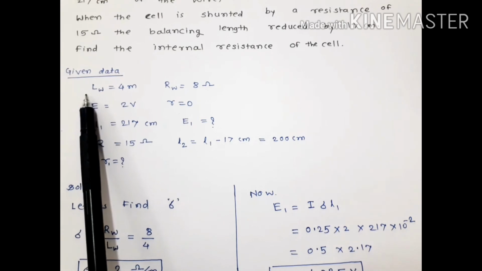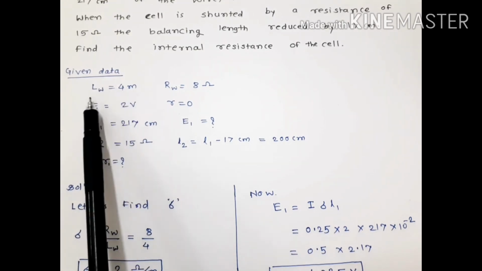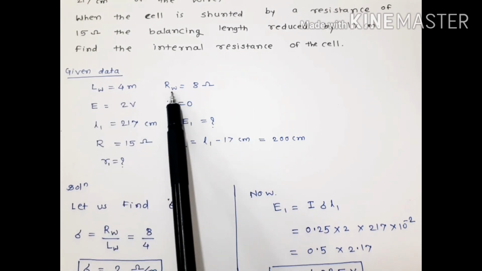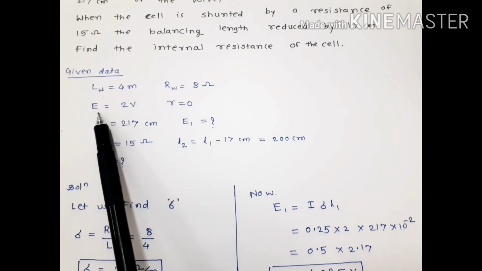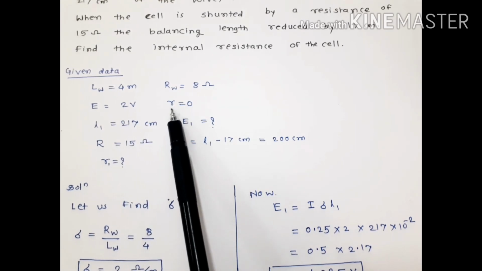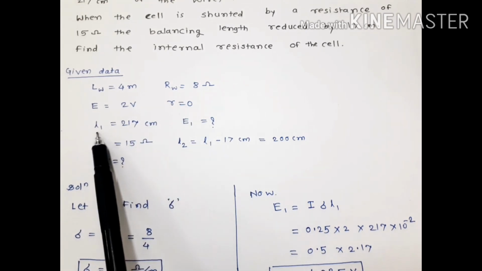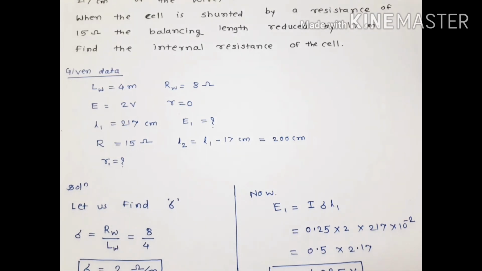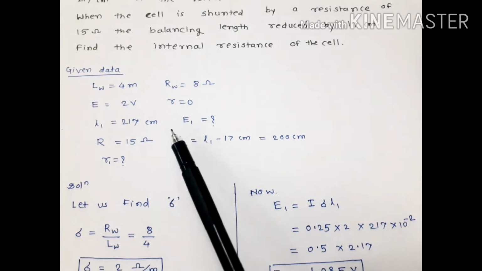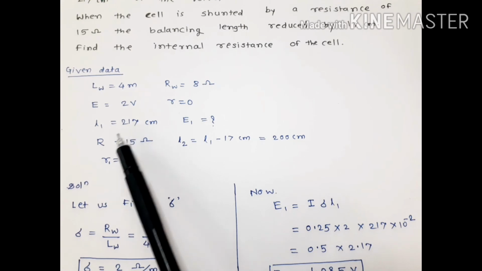See the given data. Length of the wire, symbol LW, is equal to 4 meter. Resistance of the wire, symbol RW, is equal to 8 ohm. EMF of the driver cell is equal to 2 volt. The internal resistance of that driver cell, small r, is equal to 0. Here the balancing length is given, it is 217 centimeter, and our aim is to calculate the EMF for that particular balancing length.